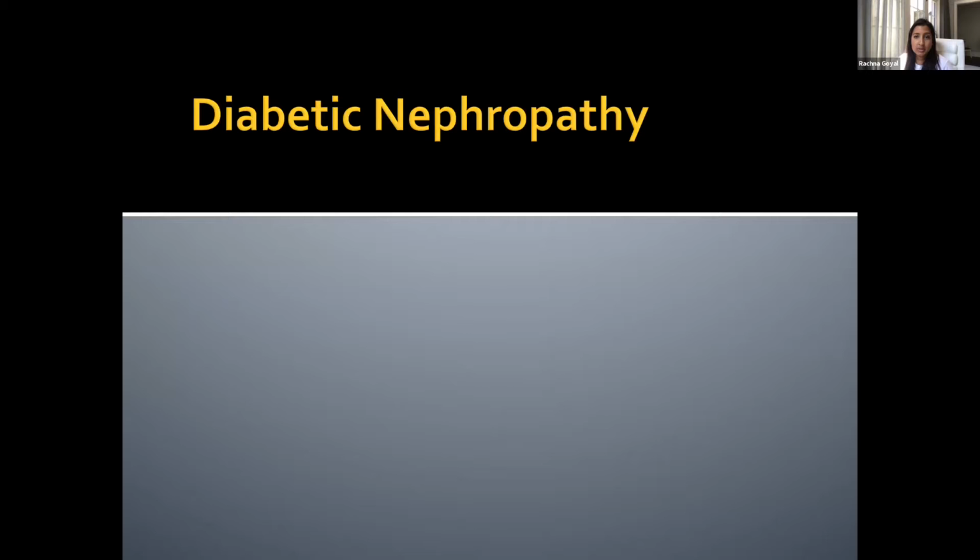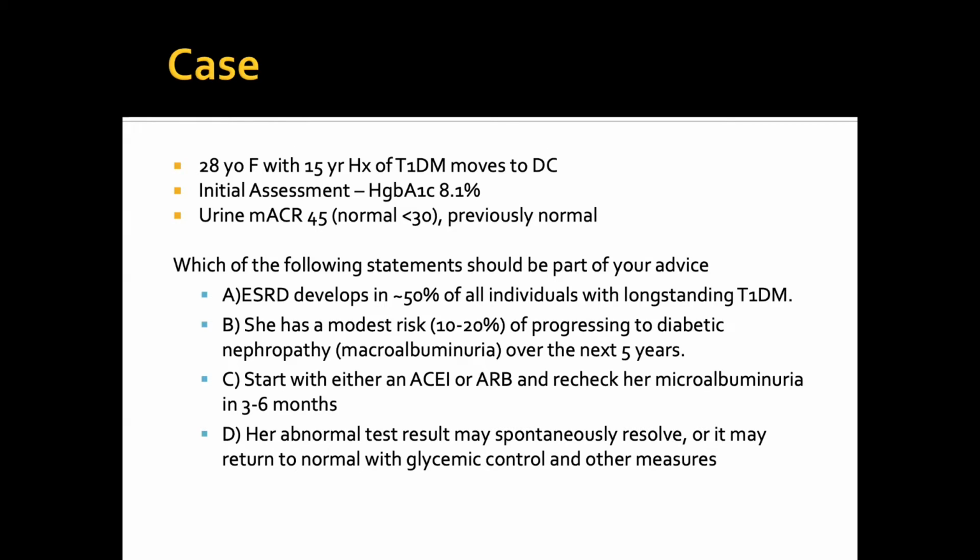So let's shift gears a little bit to diabetic nephropathy. This is a 28-year-old female with a 15-year history of type 1 diabetes. She moves to DC. Her initial hemoglobin A1c was 8.1%, and she had a urine microalbumin ratio of 45, which is greater than the normal 30, and it was previously normal. Which of the following statements should be part of your advice? A, ESRD develops in 50% of all individuals with longstanding type 1 diabetes. B, she has moderate risk, 10 to 20%, of progressing to diabetic nephropathy, macroalbuminuria, over the next 5 years. C, start with either an ACE or an ARB and check her microalbuminuria in 3 to 6 months. Or D, her abnormal tests may spontaneously resolve or may return to normal with glycemic control and other measures.